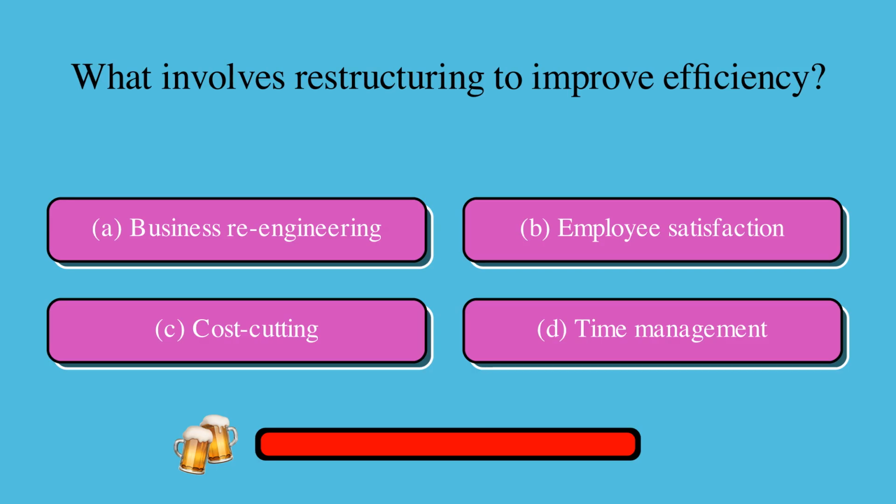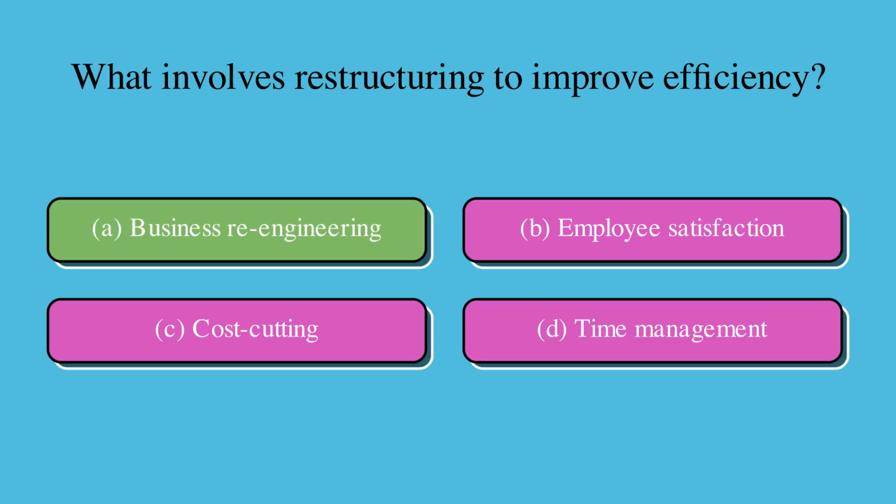What involves restructuring to improve efficiency? Is it A, business reengineering, B, employee satisfaction, C, cost-cutting, or D, time management? The correct answer is A, business reengineering.